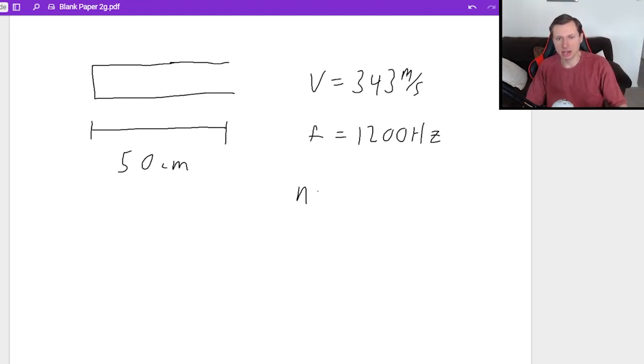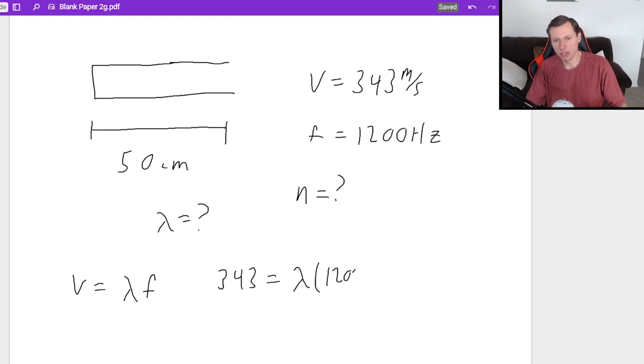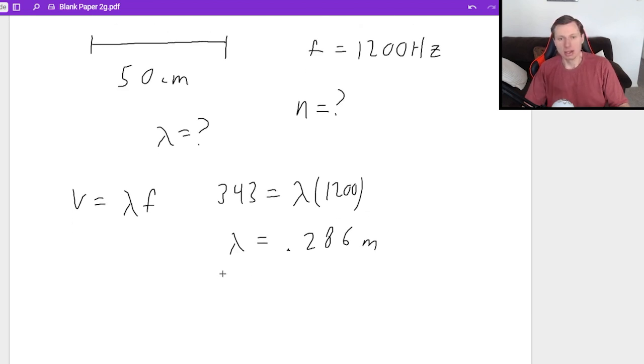So in this case, I'm solving for n this time. If you don't even know where n shows up, we first need to find lambda, the wavelength, in order to find n. So once again, V equals lambda times F. 343 is going to equal lambda times 1200. Divide both sides by 1200 in my calculator, and I will get lambda equals 0.286. Again, that's meters.